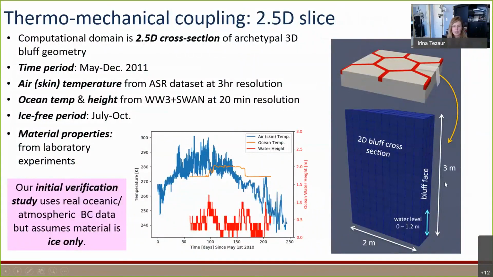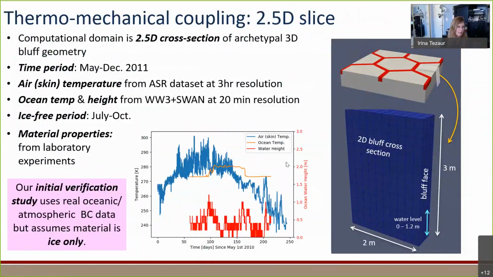And we're going to perform a thermomechanical simulation on this geometry using some realistic boundary condition data from 2011. So here's some of the data: air temperature, ocean temperature, and water height. And ultimately, we'd like to use some of the realistic material properties from the laboratory experiments that I mentioned. But in this initial study, we're just assuming the bluff is comprised of only ice.